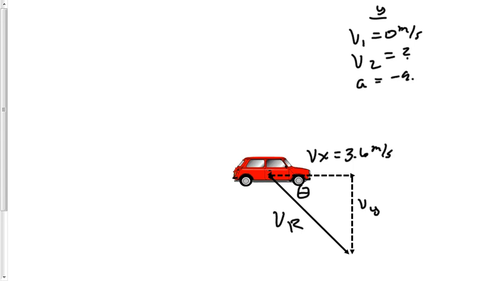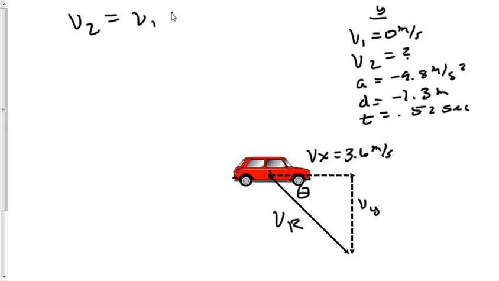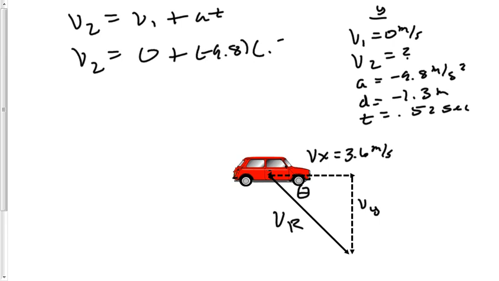Acceleration is still negative 9.8 meters per second squared. Displacement, negative 1.3 meters. Time equals 0.52 seconds. We can choose the equation velocity 2 equals velocity 1 plus at in order to find velocity 2 in the y direction, which again is the instant just before the car hits the floor. Velocity 2 is going to equal 0 plus a negative 9.8 multiplied by 0.52. Solving for velocity 2, we will get 5.1 meters per second, and it will be negative.